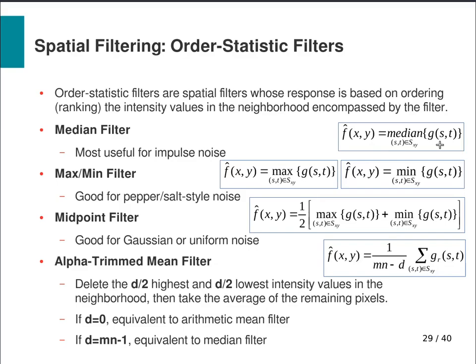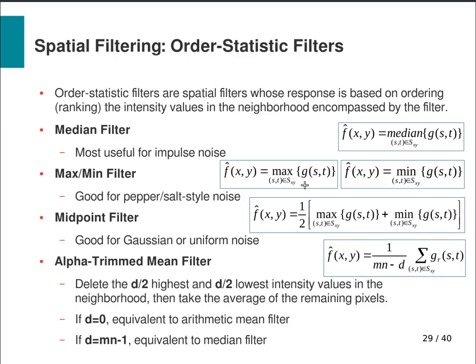Then we can have the max and min filters, which are defined using these two equations. Again, to get the max intensity value in a set of pixels, you need to order it. The same is true if you want to get the min intensity value. The max filter is usually good for removing pepper noise, and the min filter is usually good for removing salt noise.